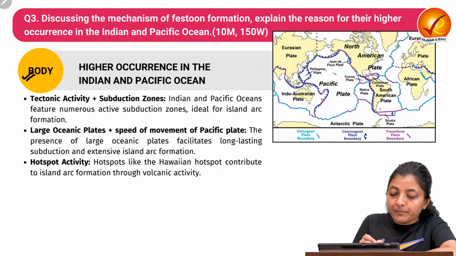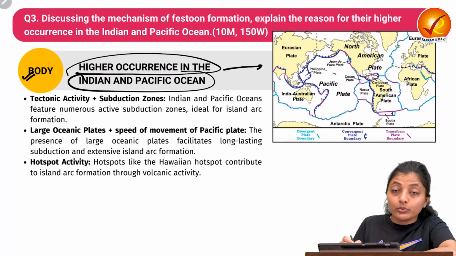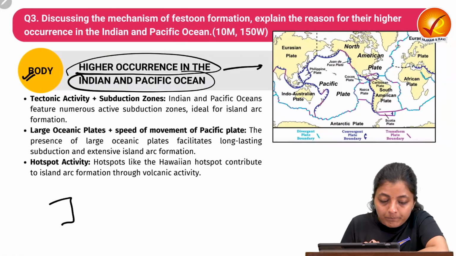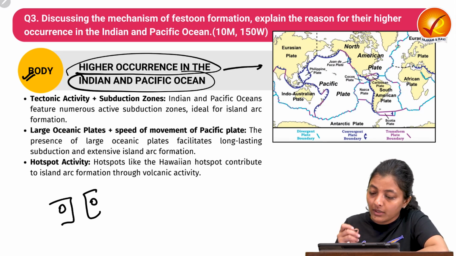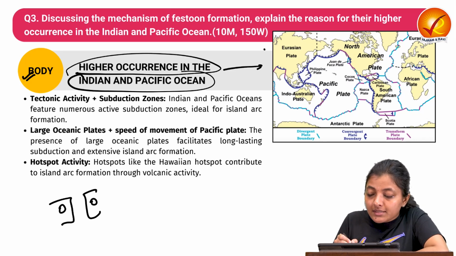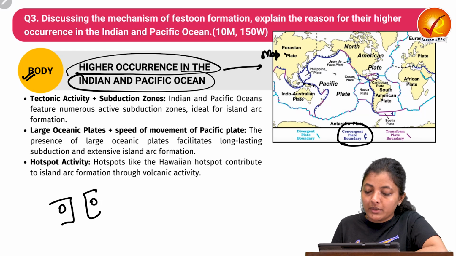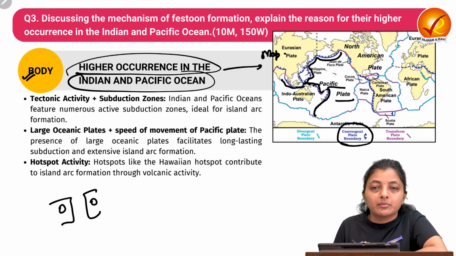Moving on to the second part, why there is a higher occurrence in the Indian and the Pacific Ocean with regard to festoon formations. As we have seen, when there is oceanic plate convergence, only then do we see festoon formation. Okay, so in this map, we are seeing the convergent plate boundaries. This blue is the convergent plate boundaries. So this is the Pacific plate and all this is convergence. All this is convergence. This is convergence. Again, this is a converging plate.